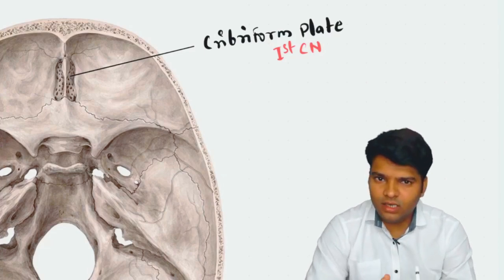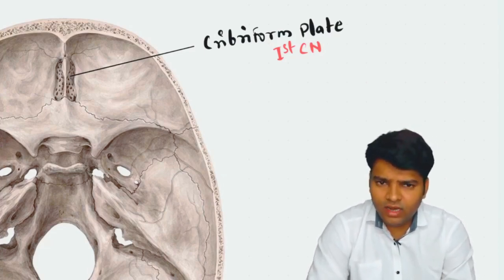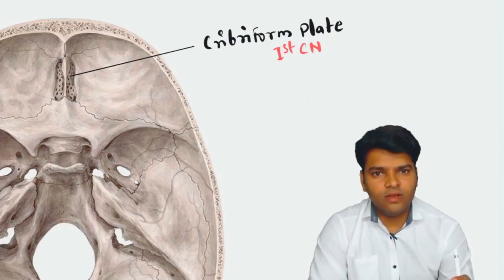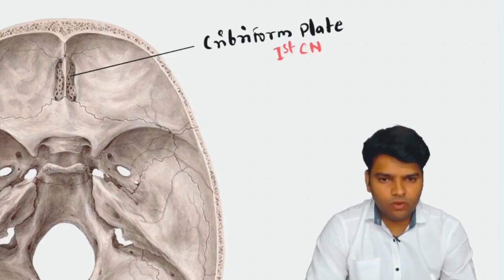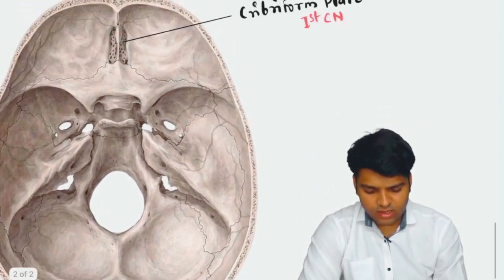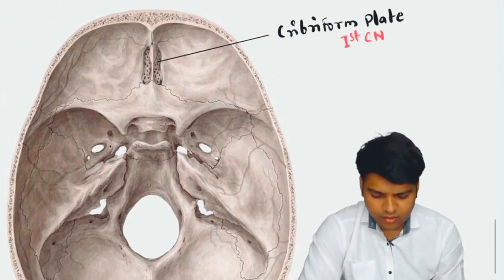Please try to understand. Here I want to create the base only. I want to tell you all the things in a very easy manner, and after that we will go into the detail of every structure of every foramina. So please don't panic. After this cribriform plate, I think you are able to see this. First of all, I want to tell something about the bones.